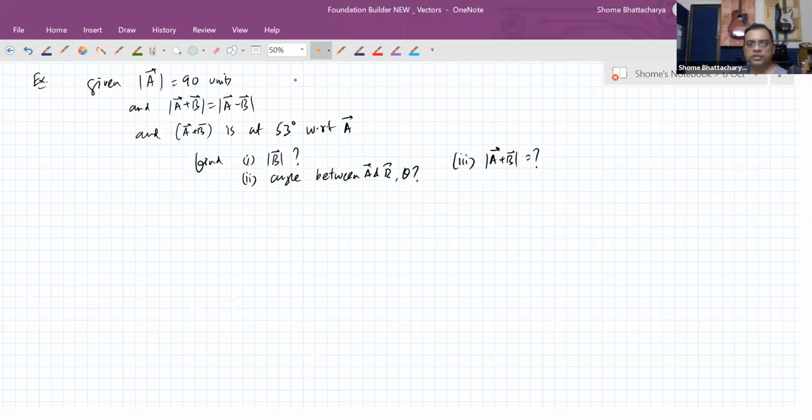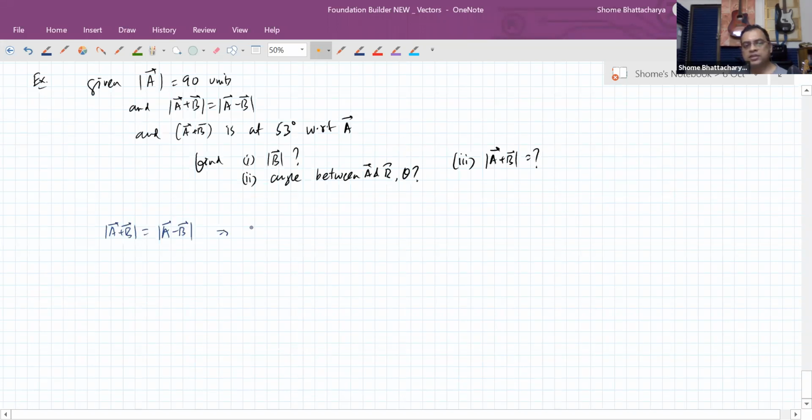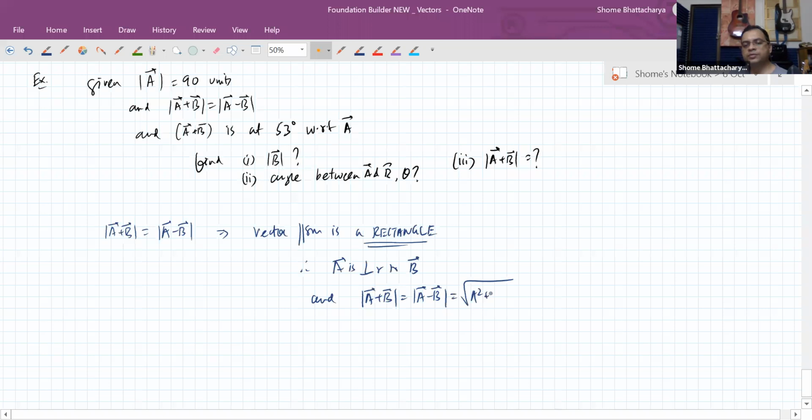Okay, see, the first thing to interpret in the question is that mod of a plus b is equal to mod of a minus b. This means that the vector parallelogram is a rectangle. So that means that a is perpendicular to b, and mod a plus b equals mod a minus b, which is root of a square plus b square.